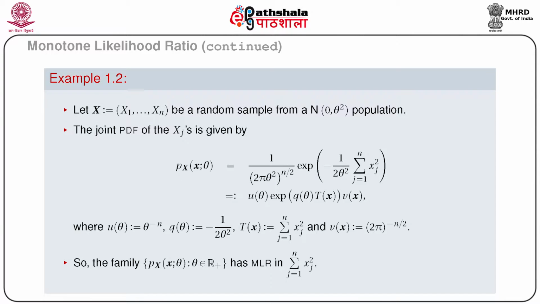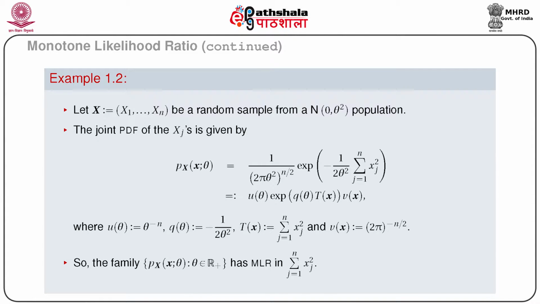We consider the next example. Let x1, x2 up to xn be a random sample of size n from the normal(0, theta square) population. Therefore, P(x, theta) equals 2 pi to the power minus n by 2 into theta to the power minus n into exponential minus half summation over i from 1 to n of xi square.